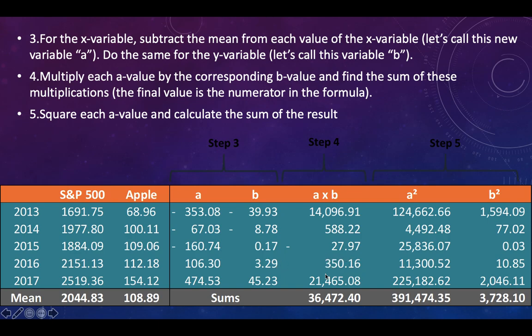So the summation of all the values of a into b, which is nothing but xi minus x bar into yi minus y bar. This value, the summation, I got as 36,472.40.